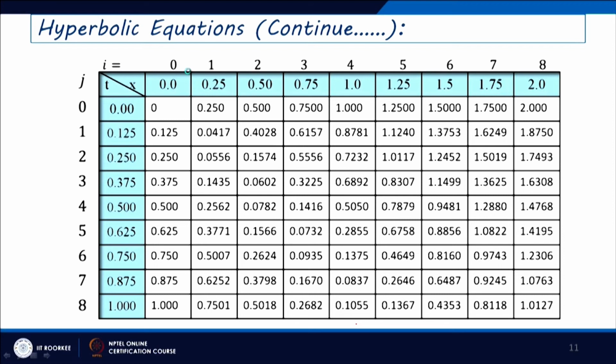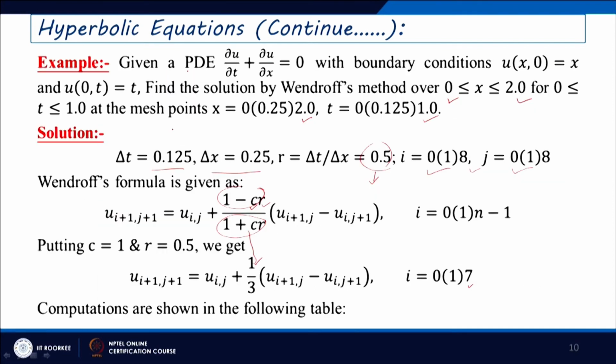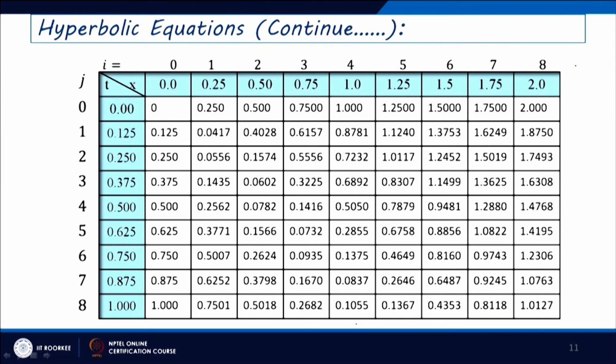So, that is why, if we see this problem here, it is defined at t equals to 0, u of x, 0 equals to x here. So, u of x, 0 equals to x means at t equals to 0, that is defined here as 0.25, then 0.5, then 0.75, 1.0, then 1.25, then 1.5, 1.75 and 2.0 here.